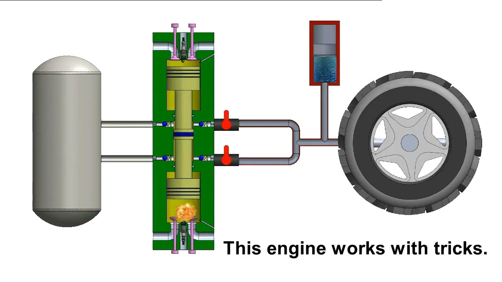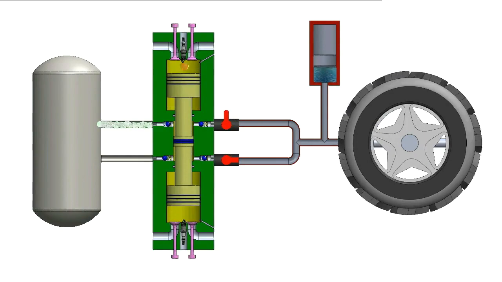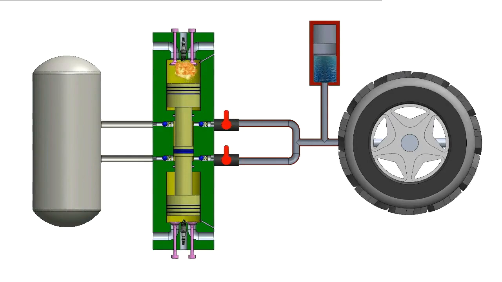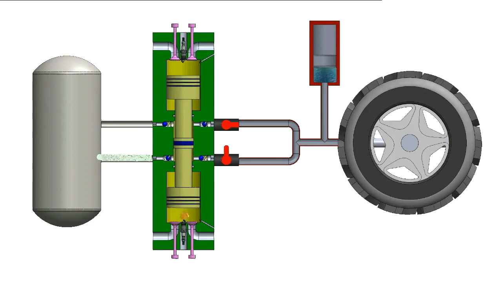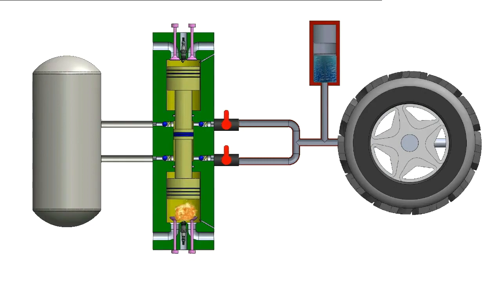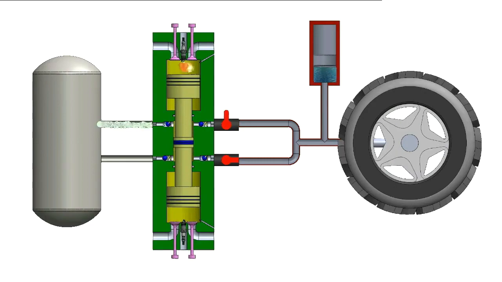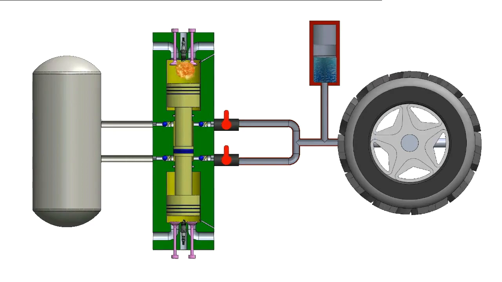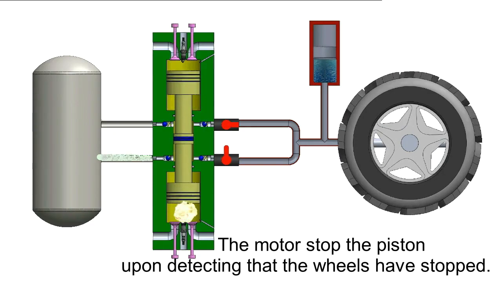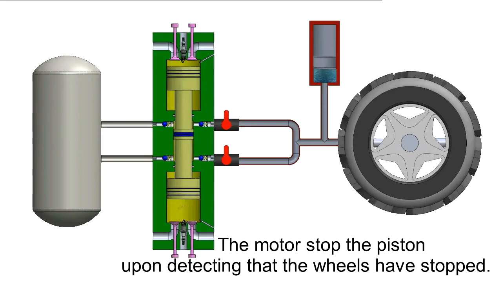This engine works with tricks. As the motor stops in each oscillation, if used in a vehicle, then the motor could stop the piston upon a computer detecting that the wheels have stopped. As long as the wheels do not need to move, the piston does not need to be moved, and as long as we have compression pressure, the engine can stop injection and ignition.